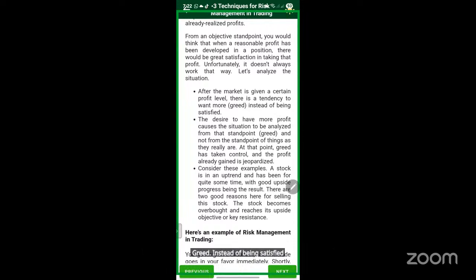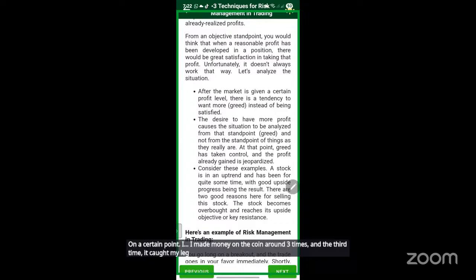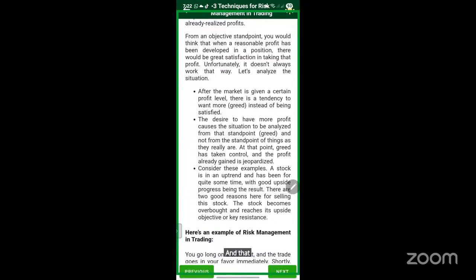Like what I did yesterday on a certain coin, I made money on the coin around 3 times, and the third time it caught my leg. You understand? It caught my leg, and that is not good. So once you make profits on a coin, for example, 3 times, please leave the coin to go.